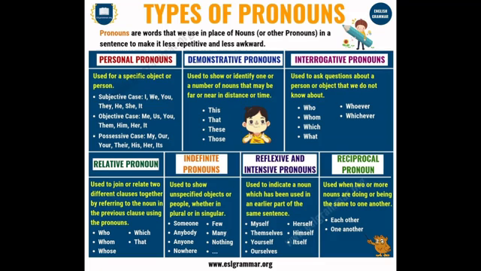Now the reciprocal pronoun. A reciprocal pronoun is used when two or more nouns are doing or being the same to one another. For example, each other, one another. So I have explained the different types of pronouns.